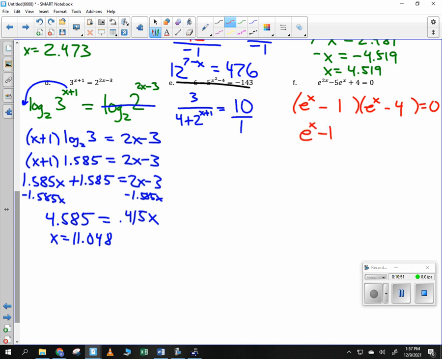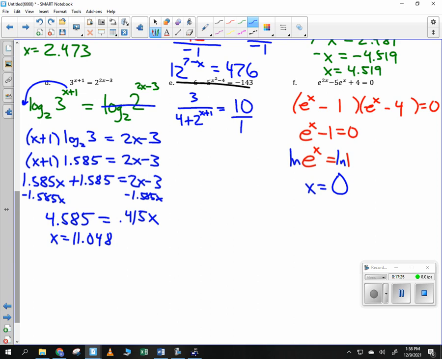e to the x minus 1 is equal to 0. So therefore, e to the x is equal to 1. How do I get rid of the e? Natural log of both sides. I get x equal to the natural log of 1. Hopefully there comes a point where you memorize the natural log of 1. It is 0 because think about it. It means e to what power is 1? And that would be 0.